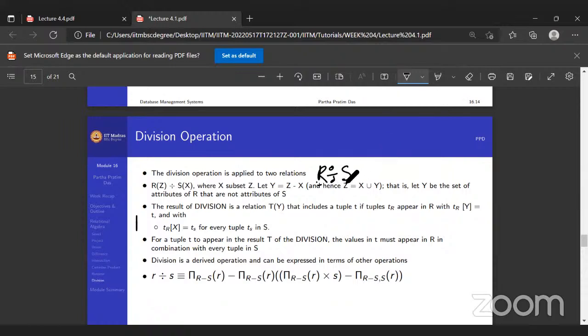R division S. This is one property here: S is a proper subset of R, right? This condition is required for the division operator. S should be a subset of R. Suppose one table R has two attributes, A and B. Then S has the attribute B.